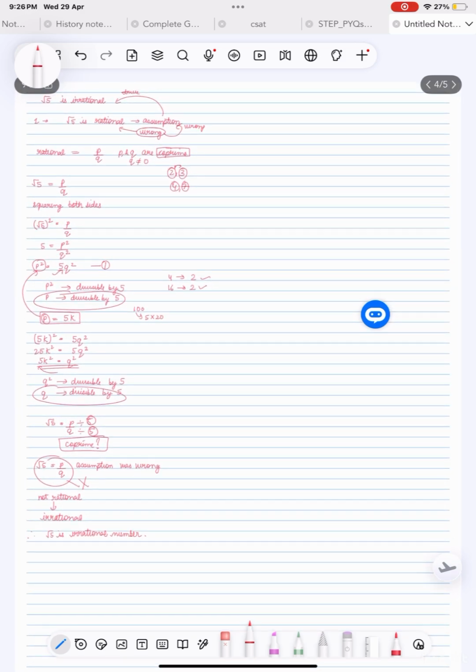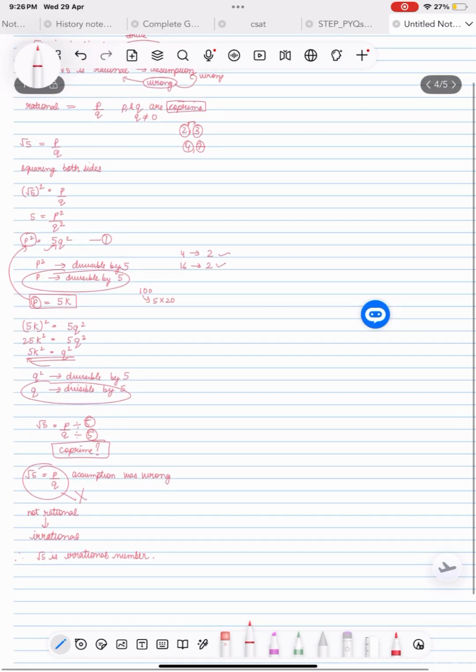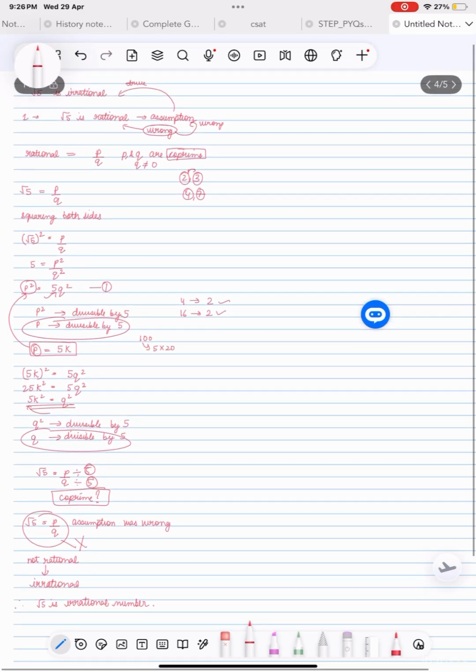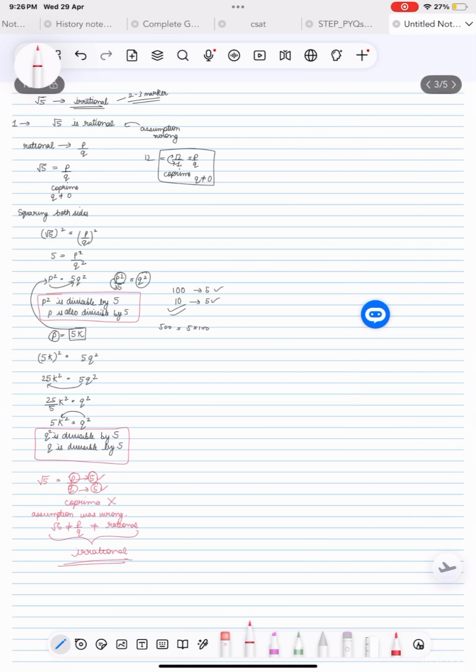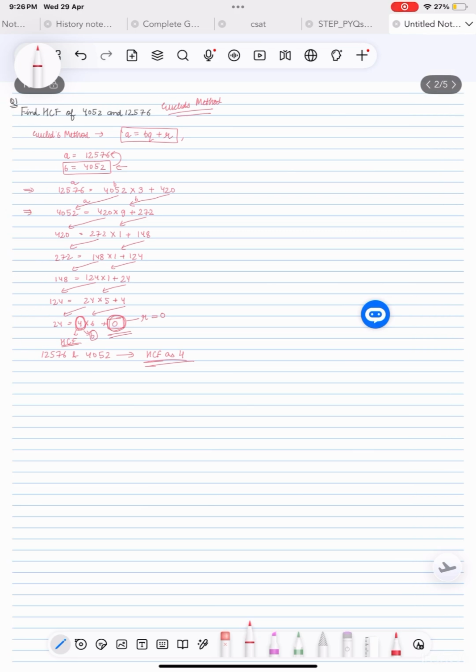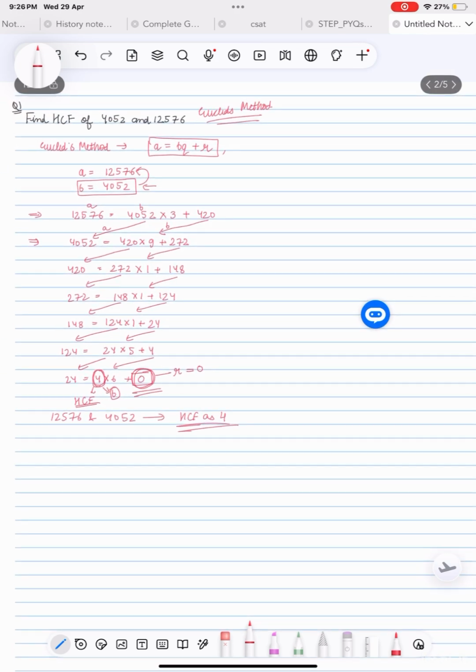Got it? You can take a screenshot if you want. Take a screenshot. This is a little rough version. You have to write the same steps only, but in a little more neat form. You can take a screenshot for this also. Or this, yes.